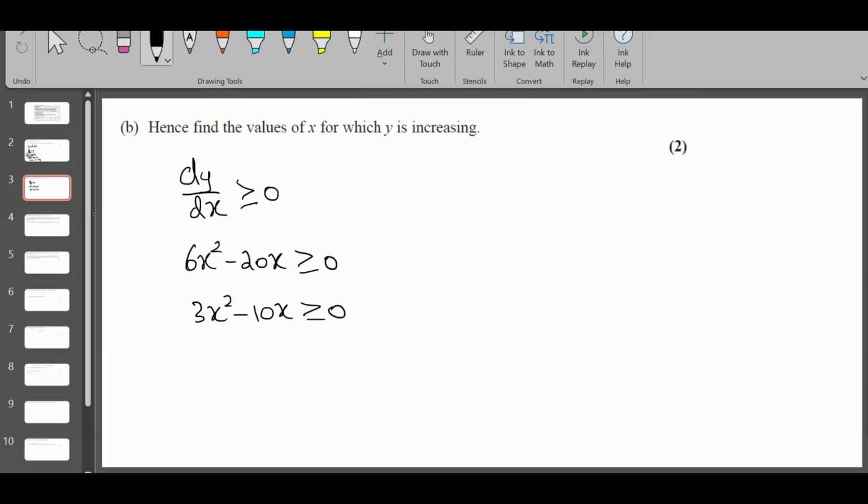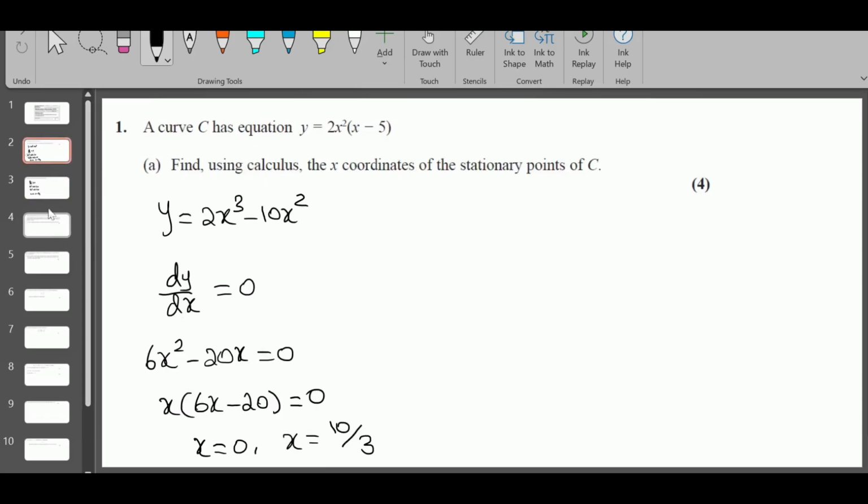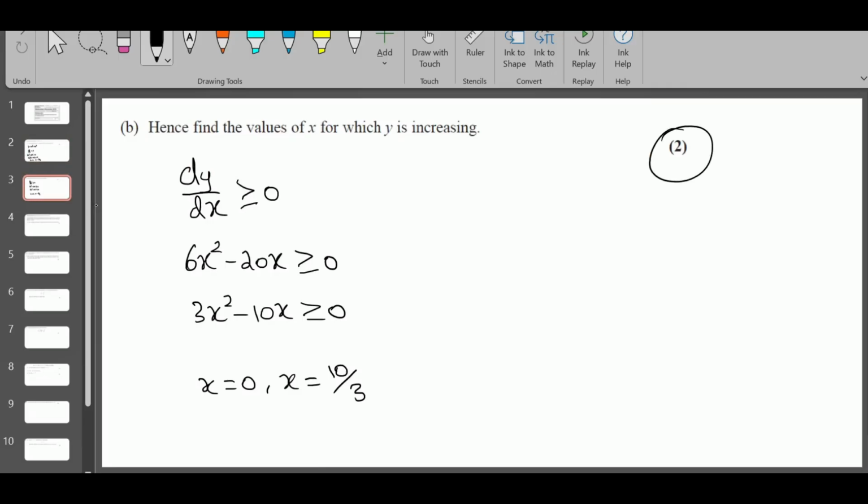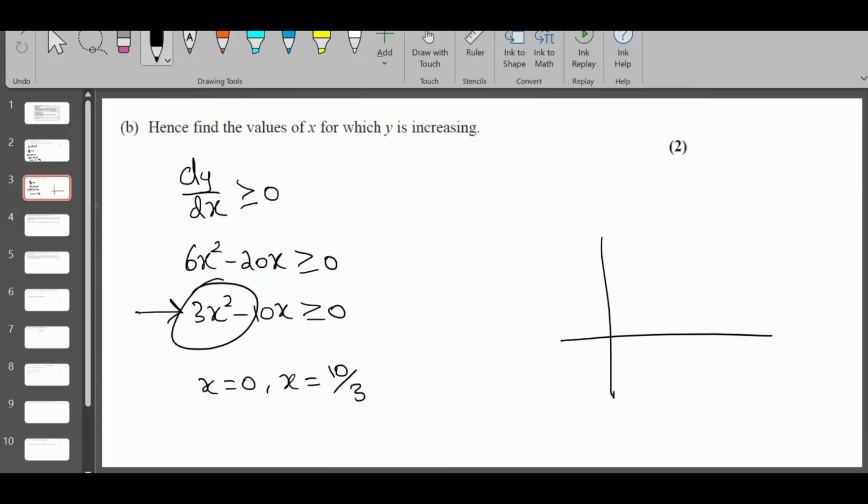You need to find the two critical values, x is 0 and 10 over 3. Here you don't need to show the working again because we have shown the working already in part A, and this is just a 2-mark question. So this is basically a quadratic inequality. How do we solve it? We sketch a little graph. Since the coefficient of x squared is positive, it's a U-shaped parabola. 0 is here, 10 over 3 is here.